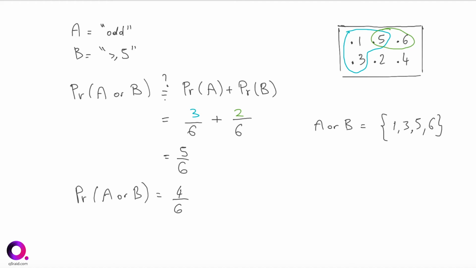And so where did we go wrong in our first calculation? So the probability of A, which we calculated to be 3 divided by 6, essentially counted the number of outcomes corresponding to event A, and there were 3 of them, enclosed in blue. The probability of B, which we calculated to be 2 divided by 6, counted the outcomes corresponding to event B, and there were 2 of them, enclosed in green. And so the problem was that we counted the overlapping outcome 5 twice, because 5 is both an odd number and it is also greater or equal than 5.